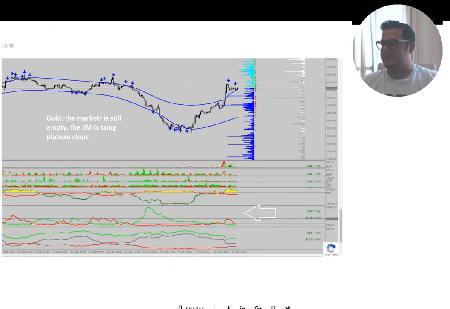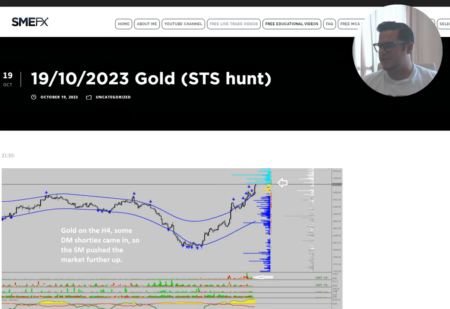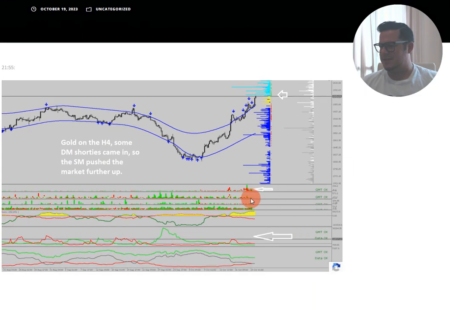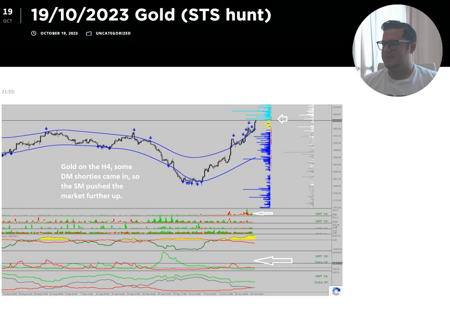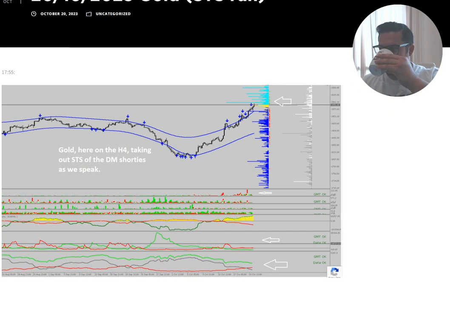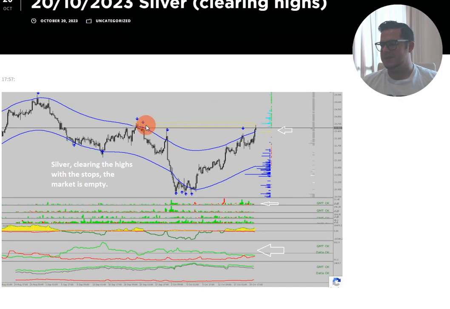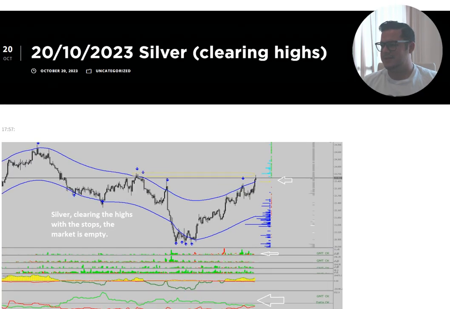Gold, we had this empty move in the metals. It continued it, because also some shorties came in. The market is still empty. Take note of that, and look here, boom, boom, boom. They take out all the STS and went for a big stop hunt, clearing out the shorties. And in silver, they did the same. They even took this high here with the big gray pattern. But again, the market here is empty too, so take this into account.